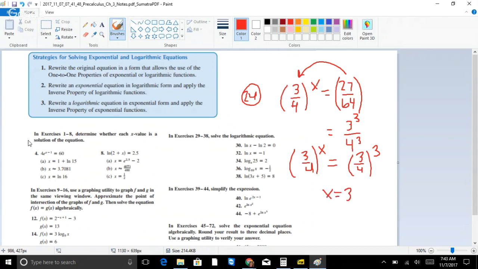So we were doing strategy number 1, although we didn't quite say that we were doing strategy number 1. I just wanted to follow up with that.